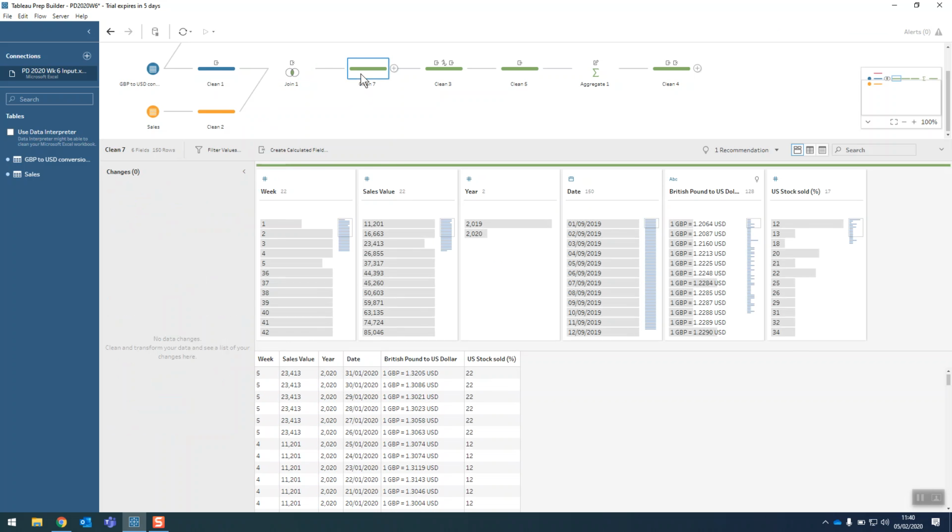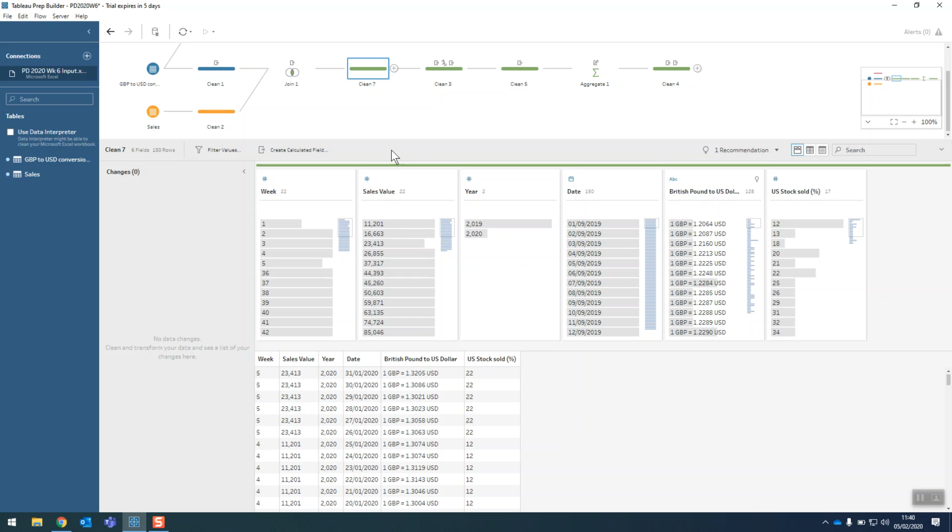Now that we've brought that through, we've got our information about the week and the sales and all these different possible times during that week that we could convert the money from pounds into dollars. If we're looking at just this week 5, for example, then depending on which day we choose to make that conversion, we'll get a different value for our pound to dollar. But the sales value is always staying the same.